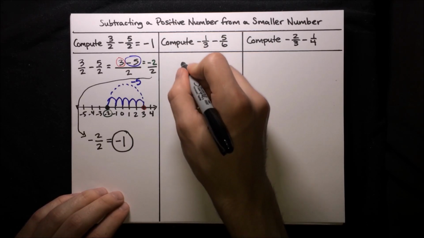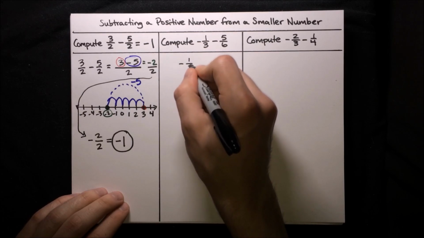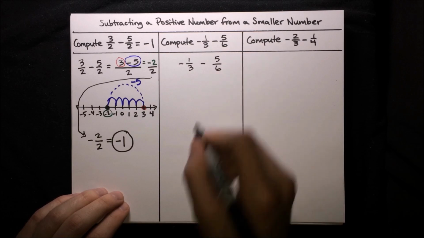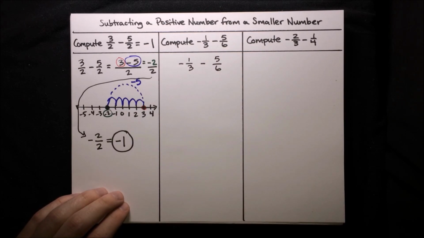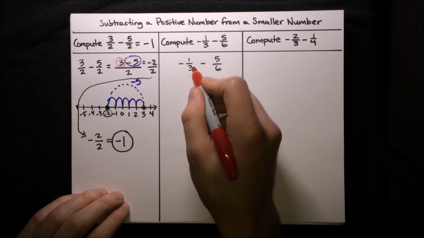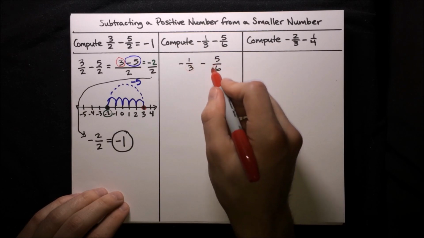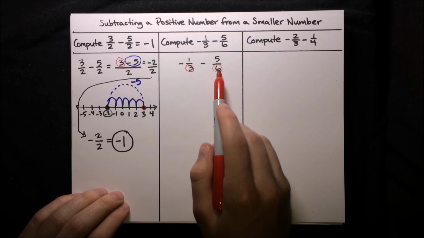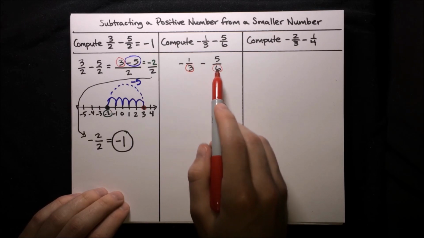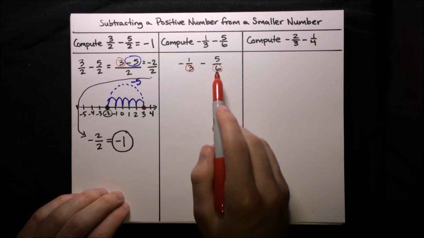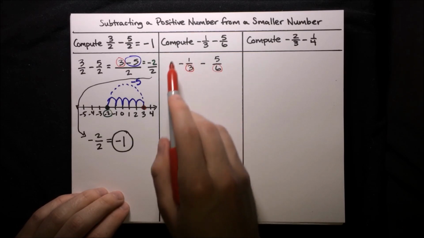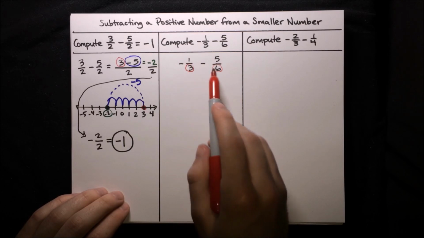So why don't we write this down once more, -1/3, then minus 5/6. And then looking at the denominators of 3 and of 6, what is a common denominator for 3 and 6? What number are 3 and 6 both factors of? Well, the easiest one that jumps out is 6. 3 is a factor of 6, so we can just change this fraction to have a denominator of 6.